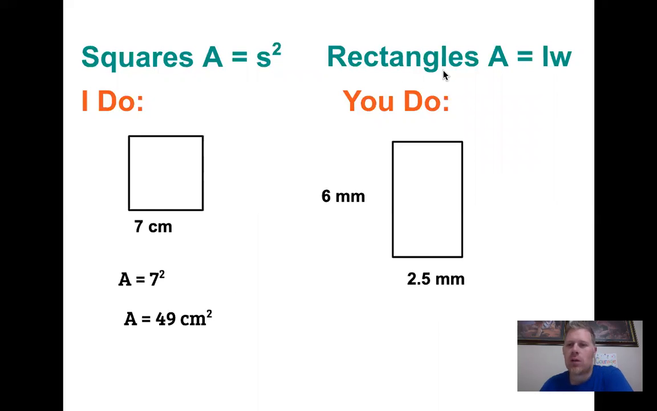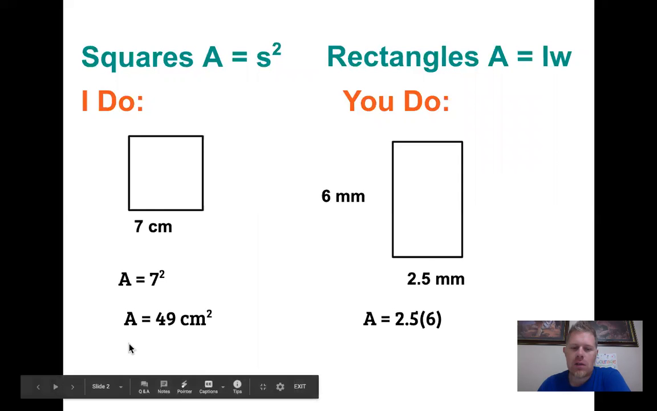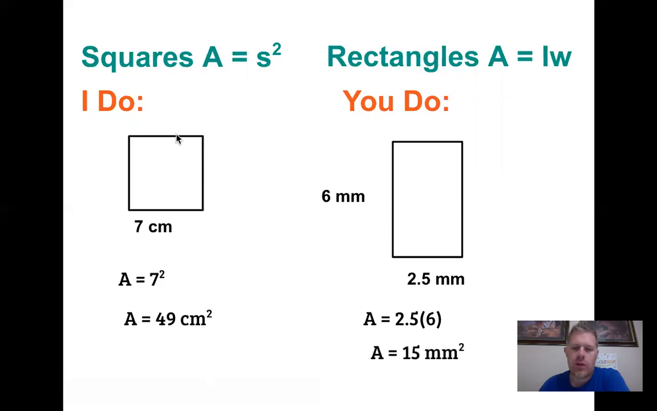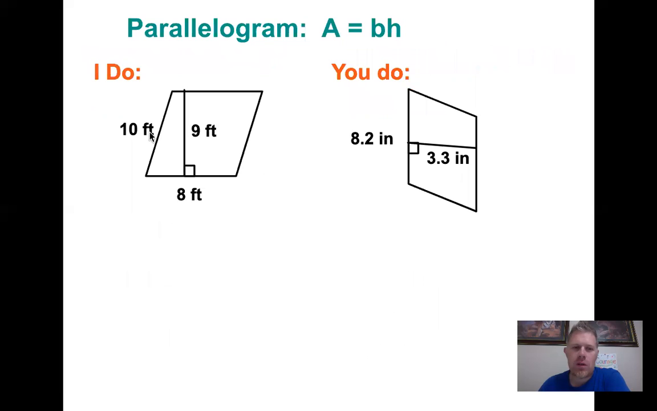All right, with a rectangle, we got a little bit different formula, but you guys should have that one kind of in your head. You guys have learned this in probably 4th, 5th, and 6th grade. So area, length of one side times the length of another side, or the width. So we got 6 times 2.5, and that would of course equal 15 millimeters squared. All right, let's take a look at another one.